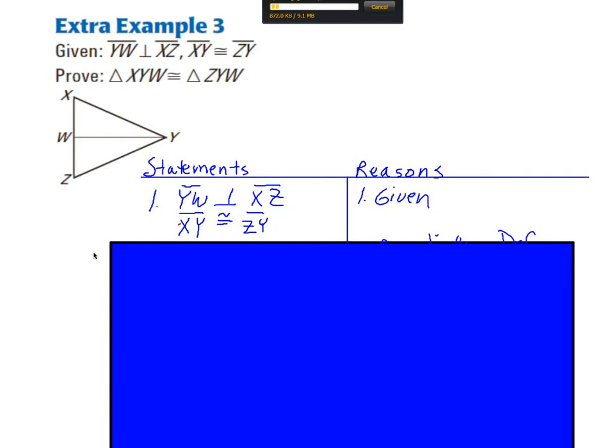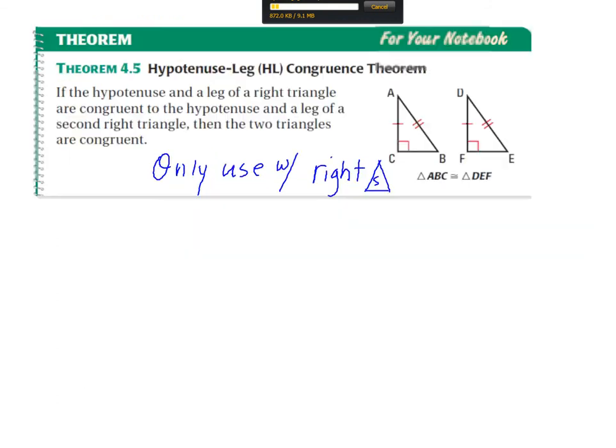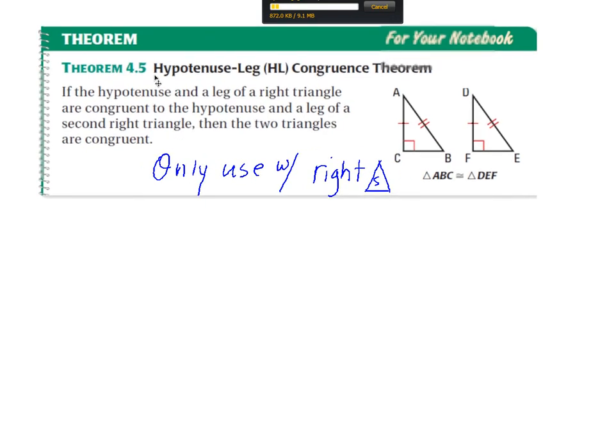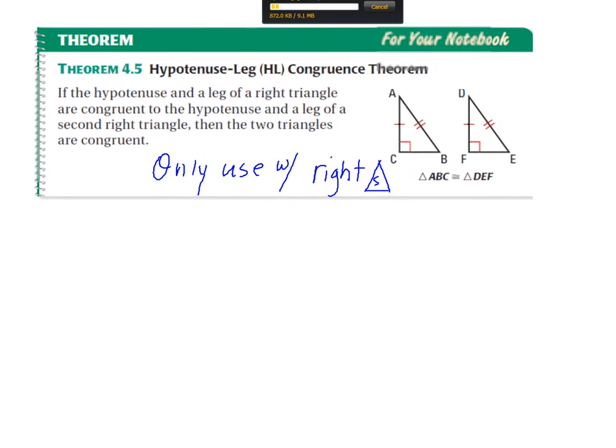This is geometry lesson 4.4B, the continuation of hypotenuse leg and side angle side triangle congruence theorems. Now we're going to work with the hypotenuse leg congruence theorem. So, theorem 4.5, hypotenuse leg congruence theorem. First thing you need to know is that this is a special theorem.